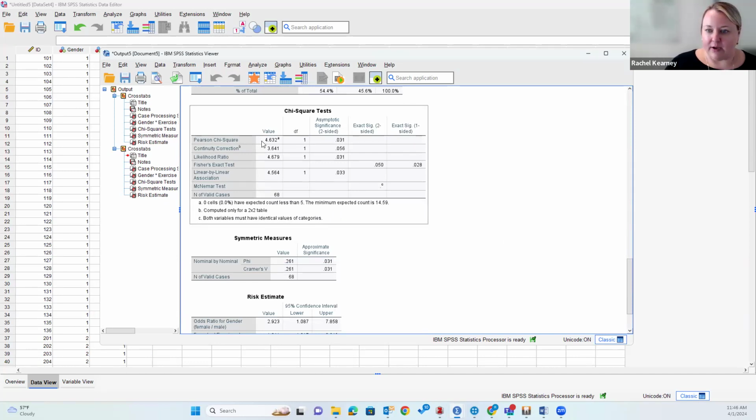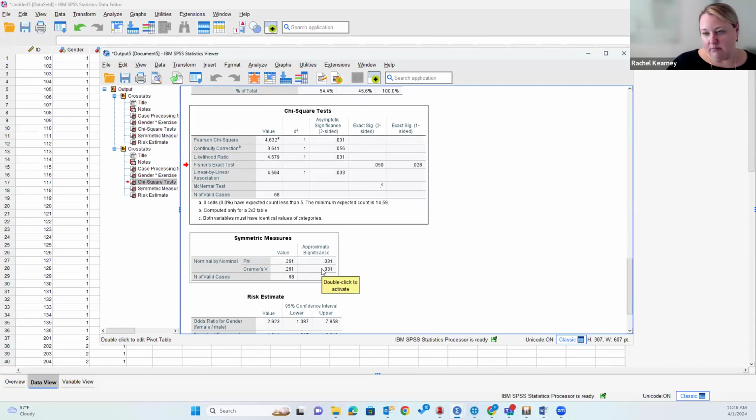And so our chi-square value is 4.63. And our significance is here. So our significance is 0.031. And so that would indicate that there is a significant difference between men and women and whether they exercise 3 or more times per week.